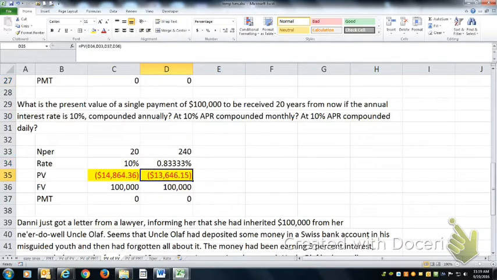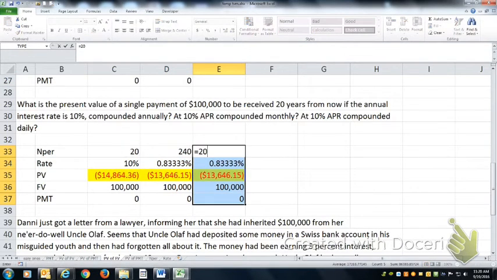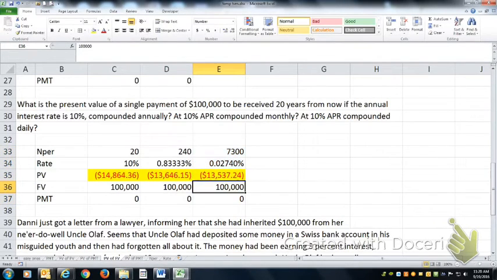And if we took this to, what do you need if it's compounded daily? Well, 20 years with 365 compounding periods per year, and that'd be 10% divided by 365. That'd be the daily rate. It'd be about $100 less if you went from monthly to daily.